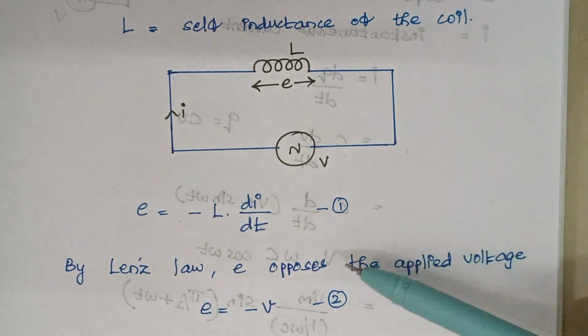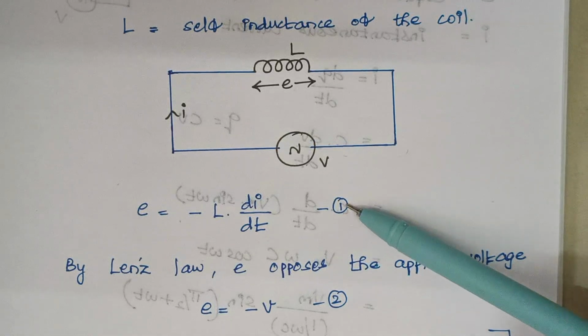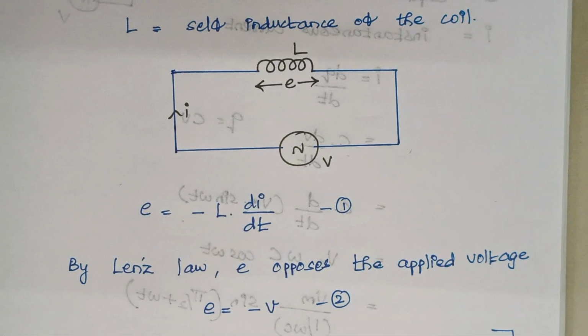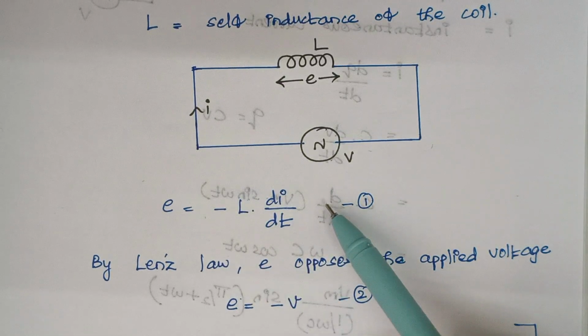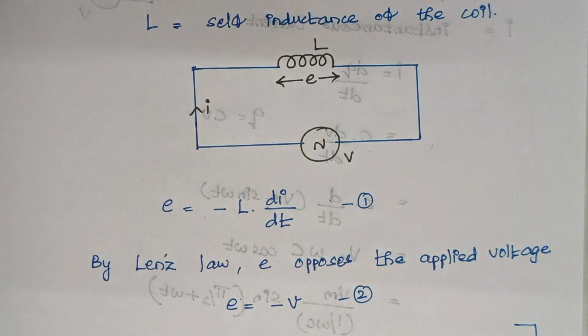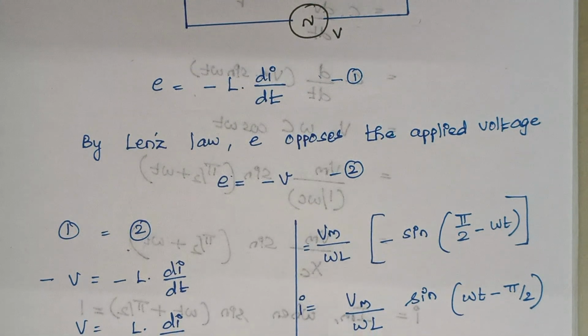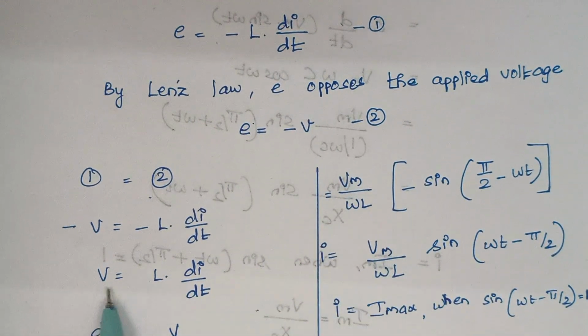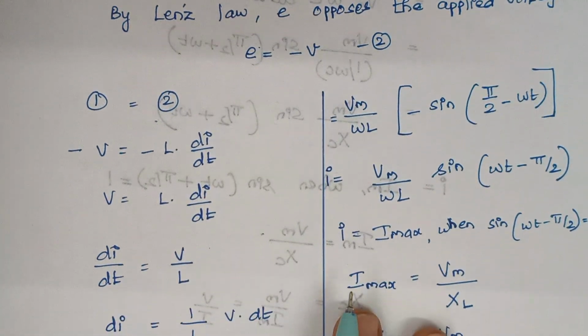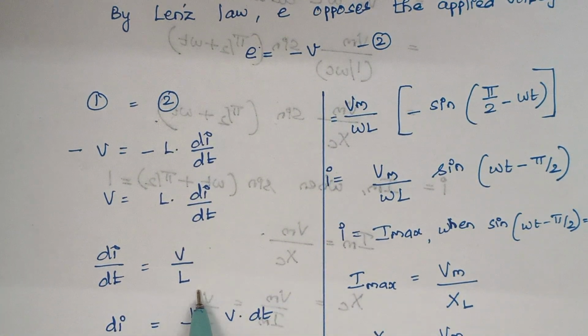Now, let this be equation number 1 and let this be equation number 2, right? Both are nothing but e. Therefore, we are equating equations 1 and 2. So, that gives the answer as minus v is equal to minus L into di by dt. So once you solve, it is given as v is equal to L into di by dt, and di by dt is equal to v by L.